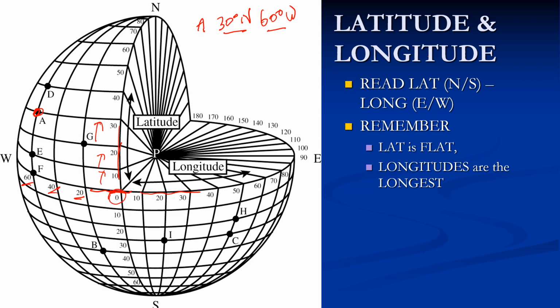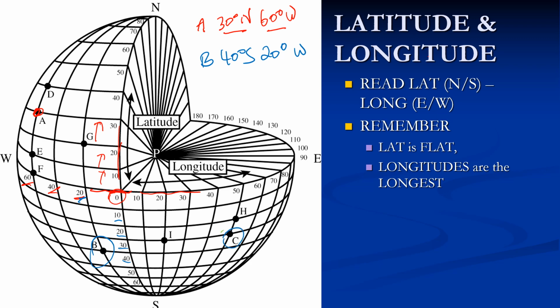Let's have a look at another random one. Let's have a look at B, seeing it's nice and south. So I'm reading lat, then long, so it's below the equator, so 10, 20, 30, 40, so it's 40 degrees south. And then I'm reading, okay, it's just 20 degrees west.